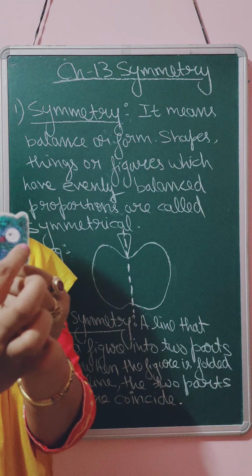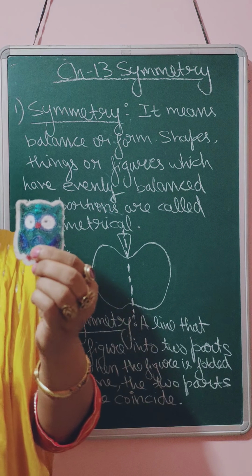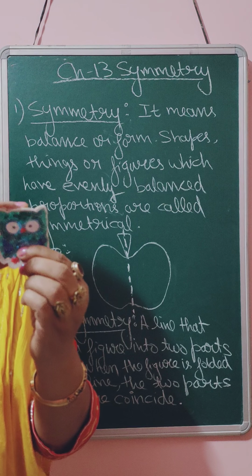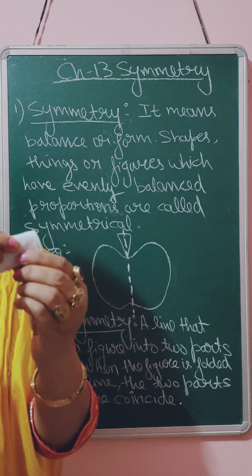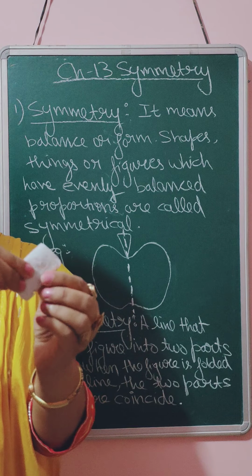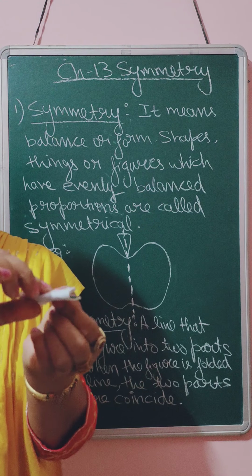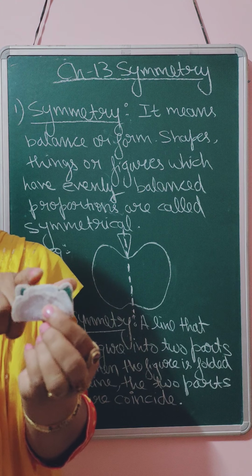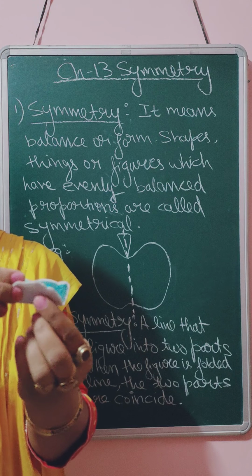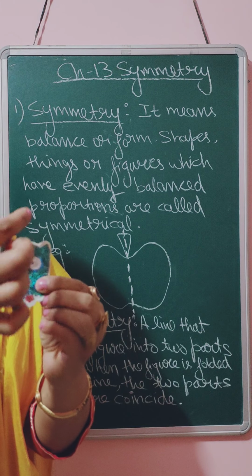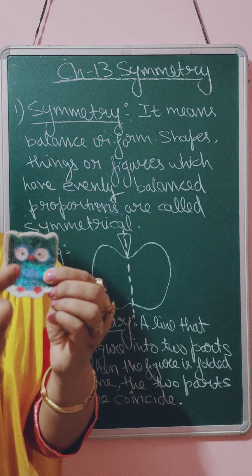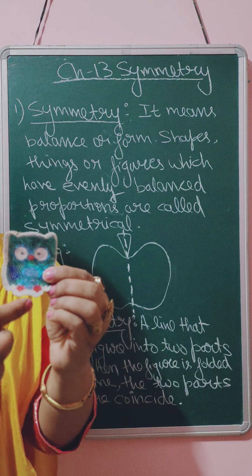If I draw a line in the middle horizontally, then what will happen? Will it coincide or not? See, when I fold like this, you can see both parts are not coinciding with each other. So I can't say this is symmetrical. But if I draw the line vertically, these figures are called symmetrical figures.